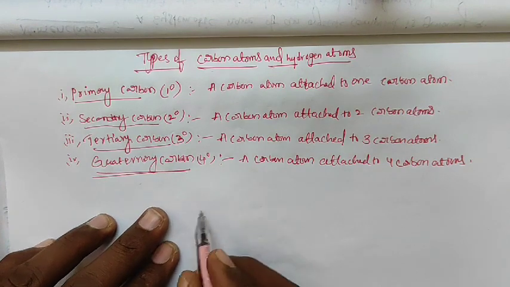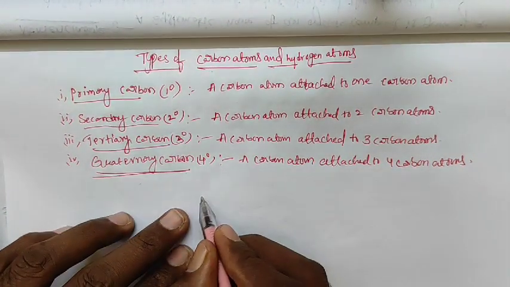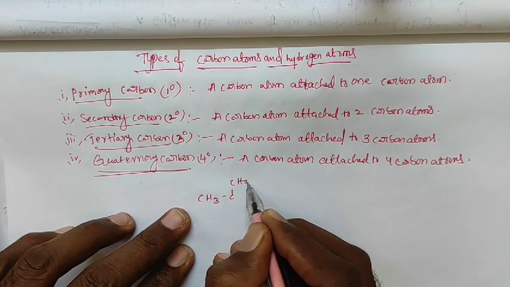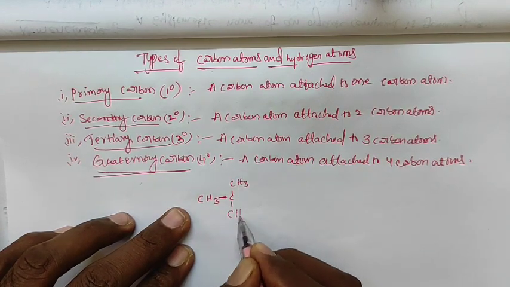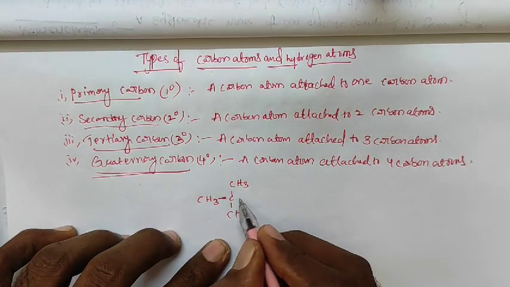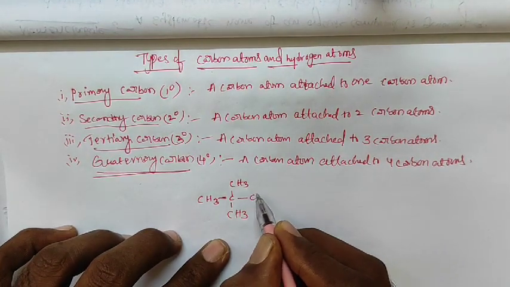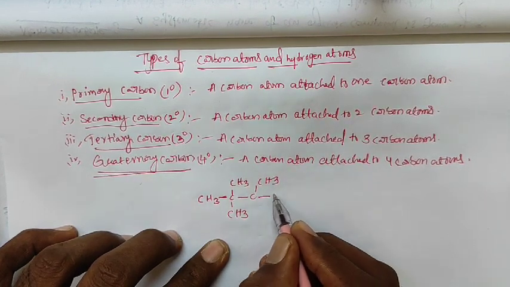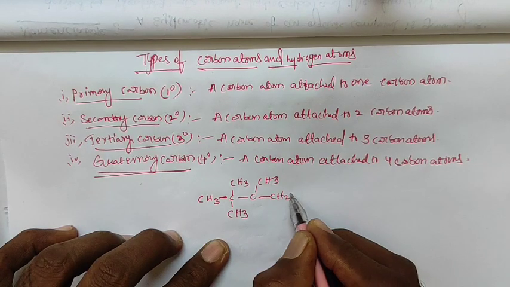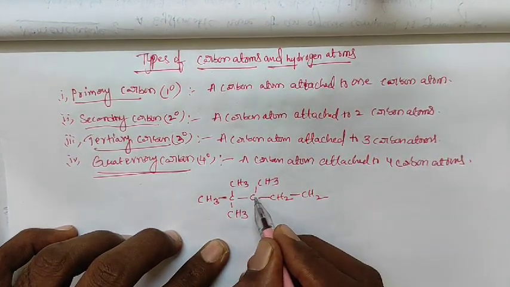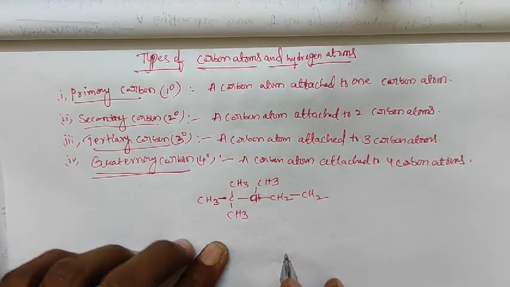Example of all this I will give. CH3, one more CH3. Next here C, here one CH3, here CH2, next one more CH2. Here only 3 bonds are there for carbon, so I am writing one more hydrogen here, CH.